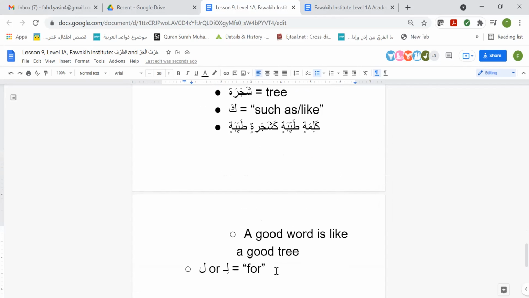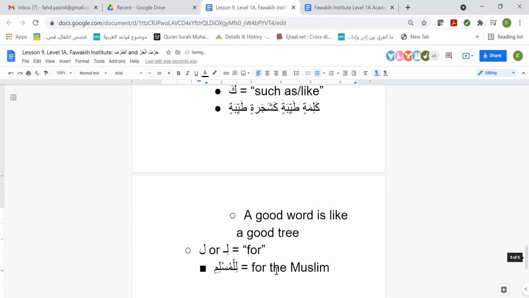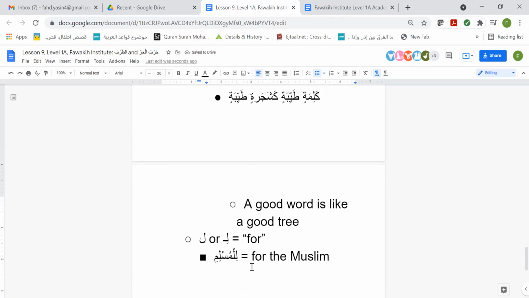I'm going to go through the last one, which is the following. This one, let me think here, an easy word for you. For the sake of simplicity, let's just say this: lil Muslimi, for the Muslim. Again, it depends on the context. Lam can be translated to other things, sure, but generally speaking, it translates to for. Now notice here, I'm going to put it like this. This is the following.